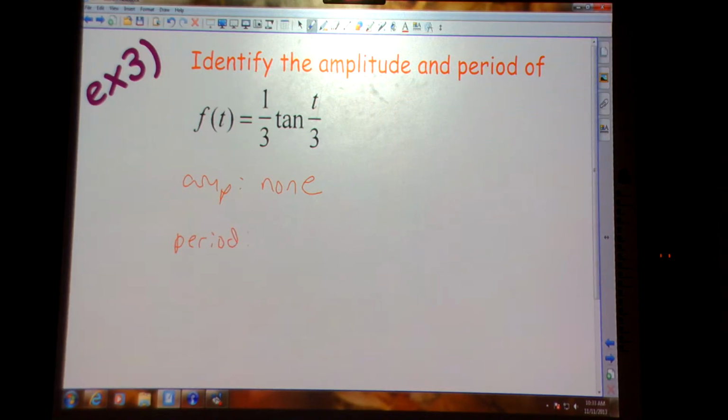Period. Well, that's pi over b. Now be careful, my b is 1/3. KFC, I have pi, flip, there was a 1, change. So I end up getting 3 pi. Keep, flip, change. But once again, it's pi over b if you're dealing with tangent.